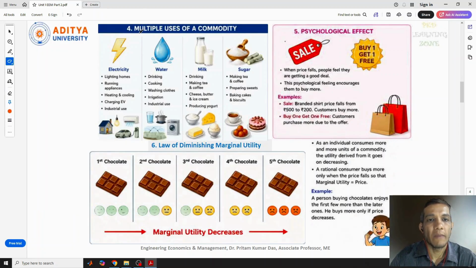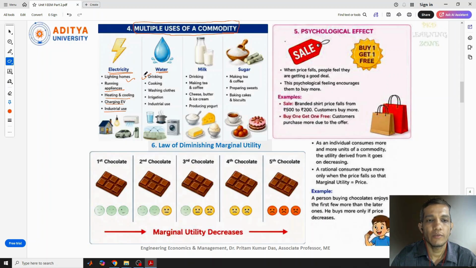The next one is multiple uses of a commodity. Few items are there which have multiple uses. This is one of the reasons also. So the first one is electricity. Electricity can be used in many places, like lighting in homes, running appliances, heating, cooling, charging electric vehicles, and for industrial purposes. Similarly, water is another example of multiple uses of commodities.